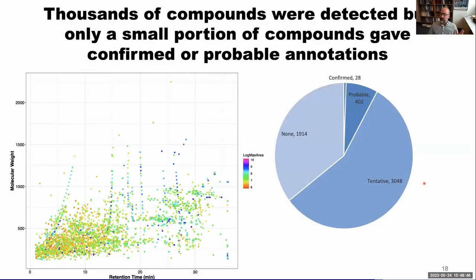So we had thousands of compounds detected in these samples, but again, this highlights the chemical complexity and one of the real problems we face with chemical dark matter in environmental non-targeted analysis. Only a small portion of the compounds gave either confirmed IDs, we had 28 confirmed IDs with authentic standards, or 400 probable annotations using spectral libraries. We had about 3,000 tentative annotations using our in silico MSMS algorithms.